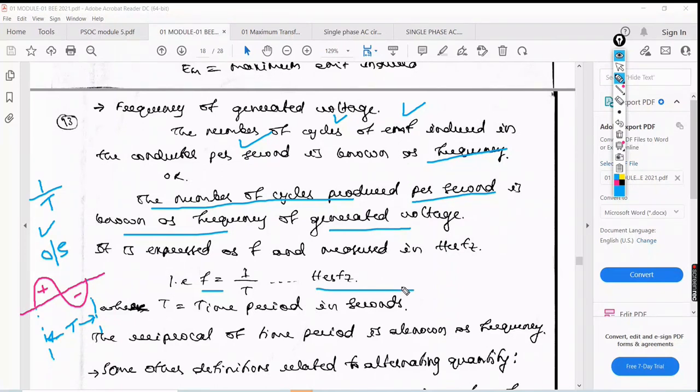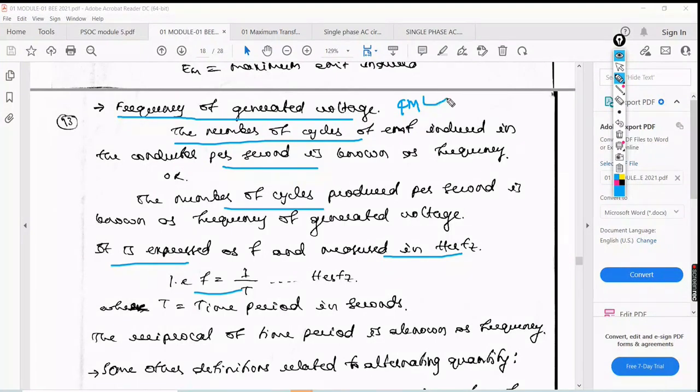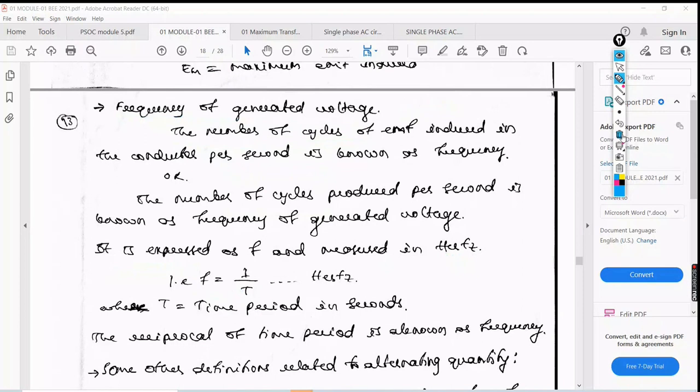H-E-R-T-Z, that is the unit of frequency. In one question paper they have asked the definition of the frequency of the generated voltage for 4 marks. You can concentrate on that. Don't write only the definition. Write the expression and its unit along with the definition, then you can get the marks, because definition 2 marks, unit 1 mark, expression 1 mark. Like that, this splitting will take place. Among these 3 definitions, you can write any one. If I write 2, it's well and good. Got my point?